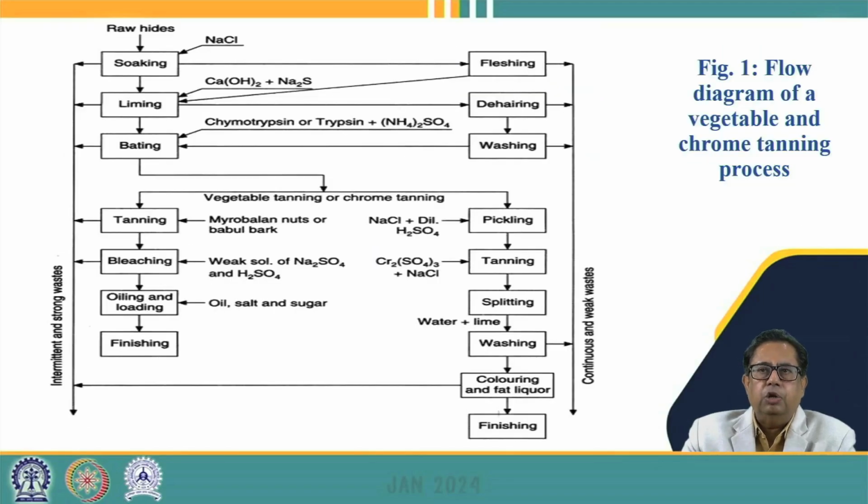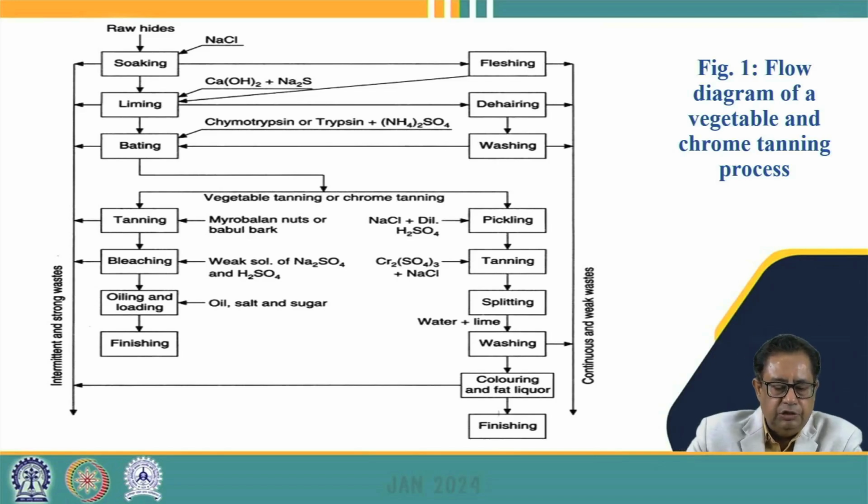If we talk about the flow diagram of the vegetable as well as the chrome tanning process, we can see here that the raw hides are taken first of all to the soaking process where we add sodium chloride, certain salts, so that the proteins, the flesh, and the dirt can be removed from the system.